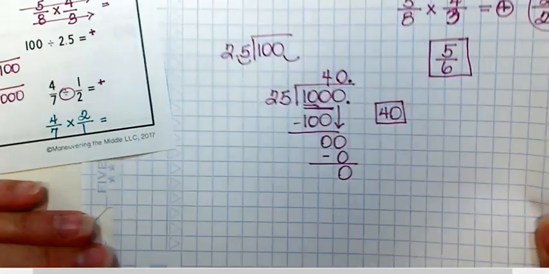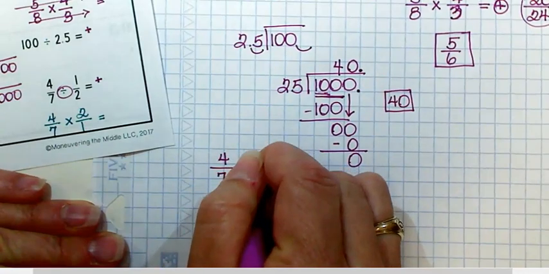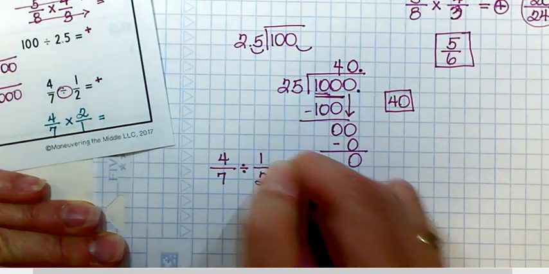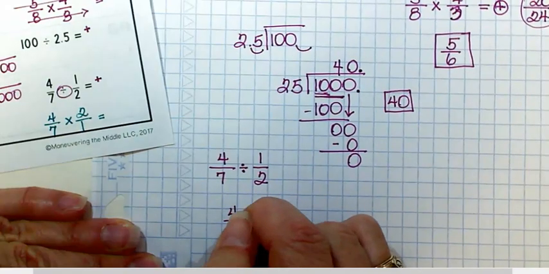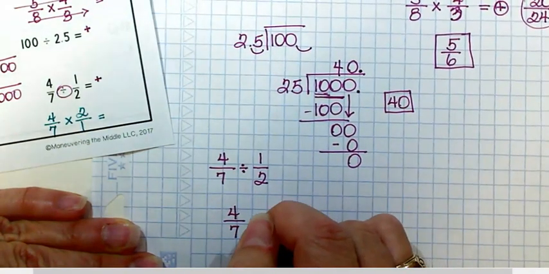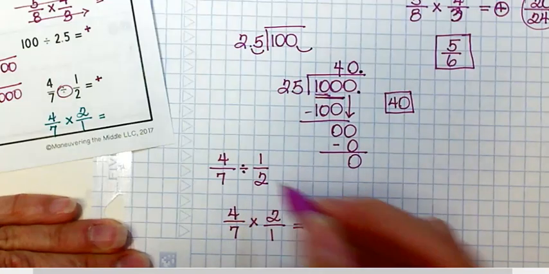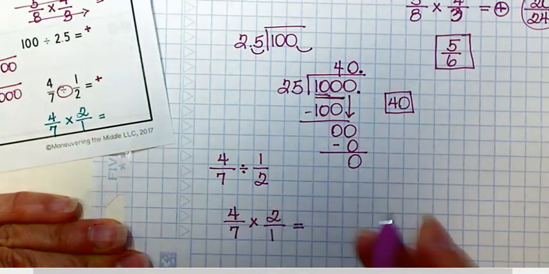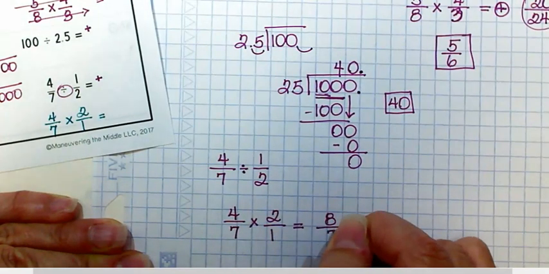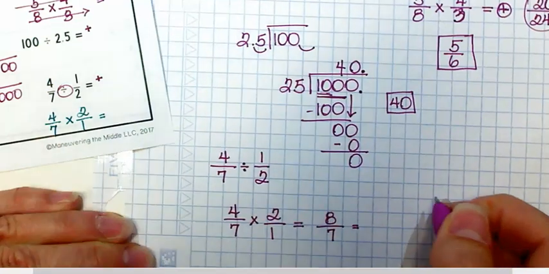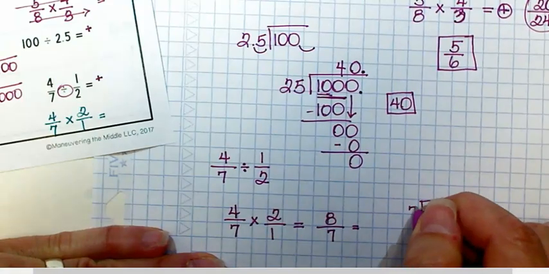And then finally, the last one, 4/7 divided by 1/2. They're both positive, so my answer will be positive. I'm going to keep the first fraction. I'm going to change the sign and flip the second fraction, because dividing by 1/2 is really the same as multiplying by 2. All right, then we just multiply across. 4 times 2 is 8. 7 times 1 is 7. That is an improper fraction. It's top-heavy. So I'm going to say 8 divided by 7.